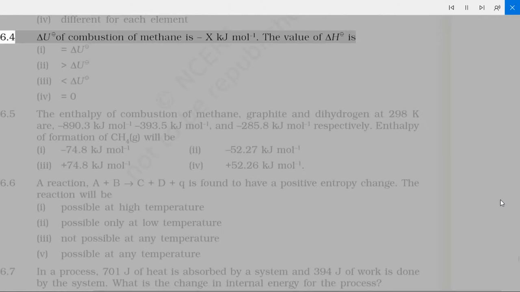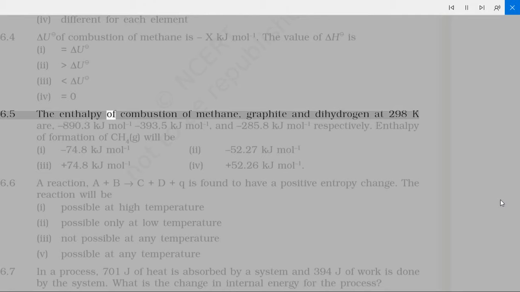6.4 ΔU of combustion of methane is -X kJ mol⁻¹. The value of ΔH is: (1) = ΔU, (2) > ΔU, (3) < ΔU, (4) = 0.